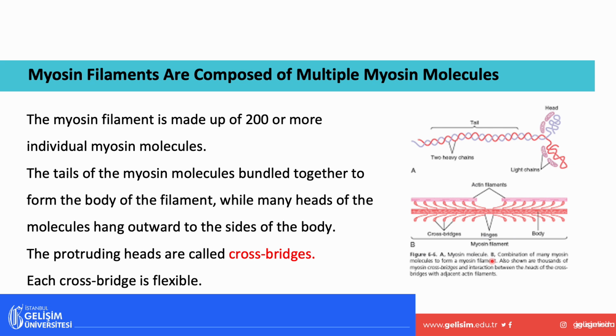Now, these cross bridges play a crucial role in muscle contraction by binding the actin filaments, and this is what forms the ratcheting mechanism that generates force as well as movement. The flexibility of the cross bridges is what allows them to undergo a conformational change during muscle contraction, and this results in the sliding of the actin and myosin filaments past one another.